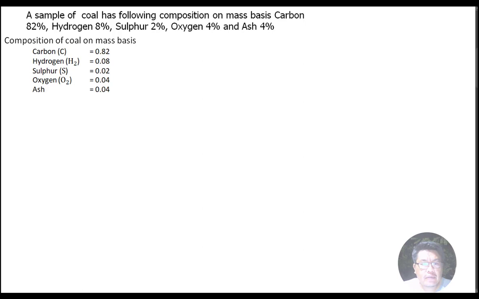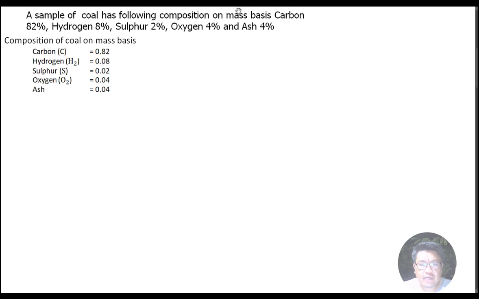Has the following composition on mass basis. We have carbon, which is 82%. Hydrogen is 8%, and we have sulfur, which is 2%. And you have your oxygen, which is 4%, and we have the value for your ash, which is 4%.